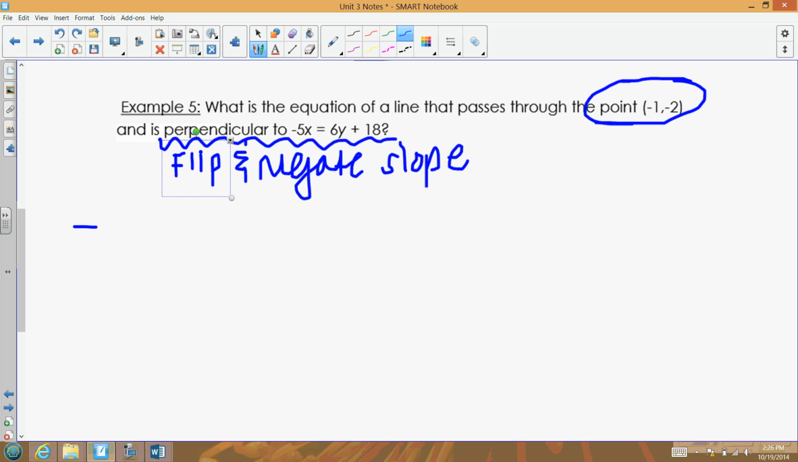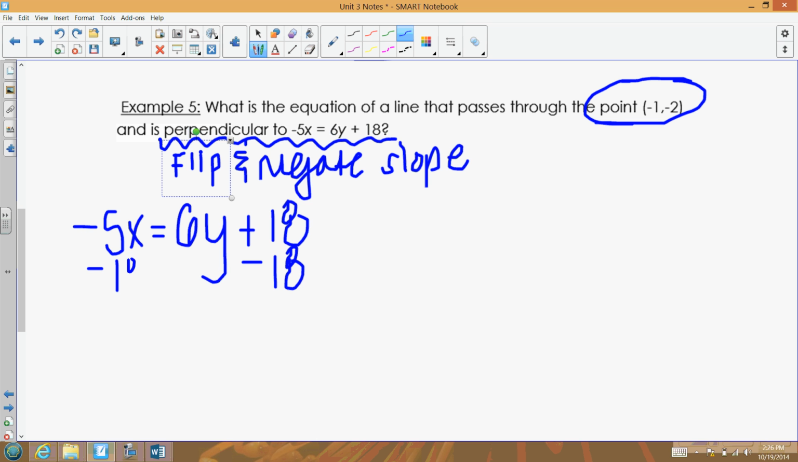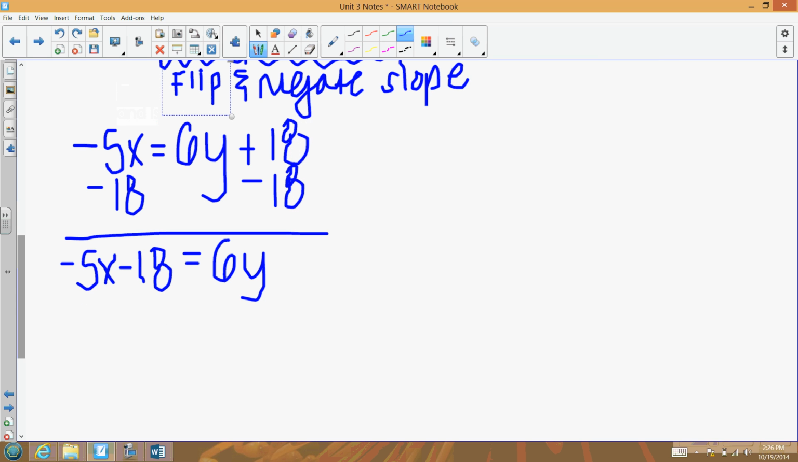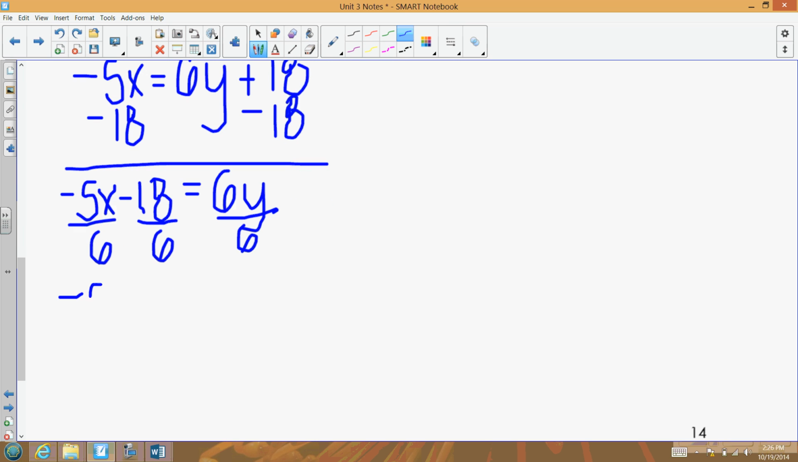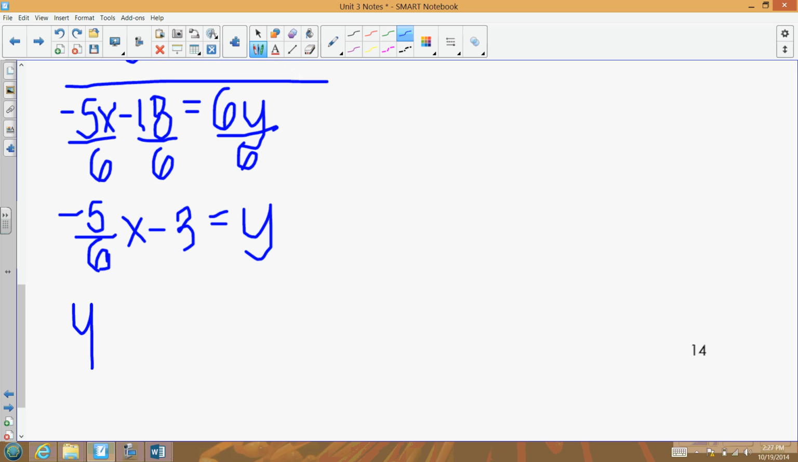So I'm going to start with my equation, negative 5x, and I'm going to get out the slope from that line. So I need to get this in y equals mx plus b form. So get the y by itself. Let's subtract 18 from both sides. So I have negative 5x minus 18 equals 6y. Divide everything by 6. So I have negative 5 over 6 x minus 3 equals y. So in y equals mx plus b form, y equals negative 5 over 6 x minus 3.